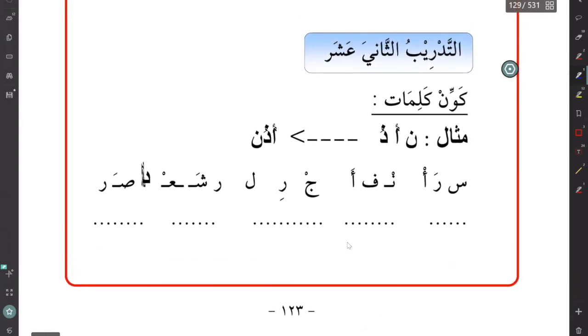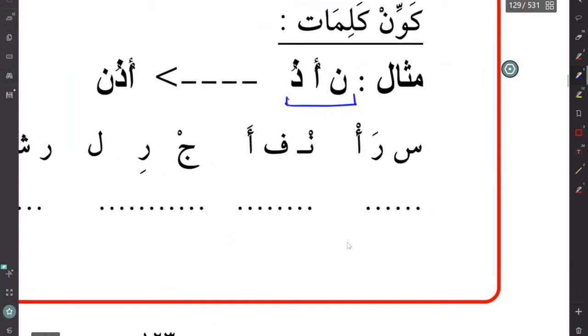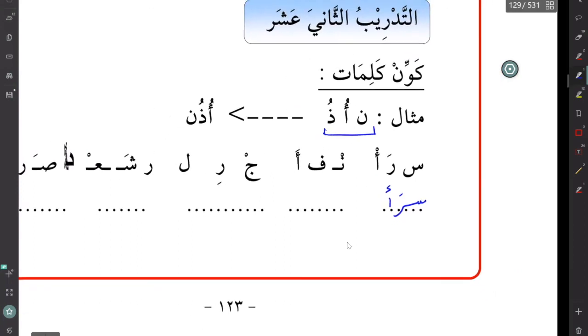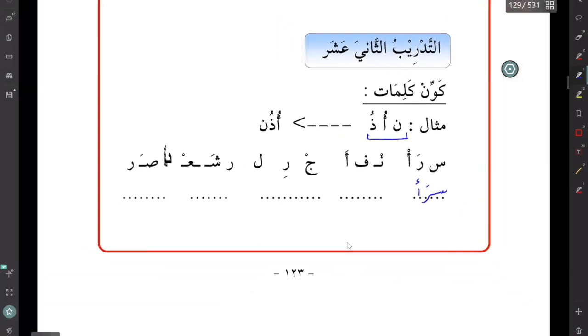Next, the 12th exercise: kawwin kalimat, make the words. It looks like they're giving you the letters. Here are Noon, Hamza, and Dhal, and you're being asked to put them in a word. You combine them. For example, here you have Sin, Ra, and Hamza, so you will combine them. Again this is your writing exercise. You can do them yourself, inshallah.